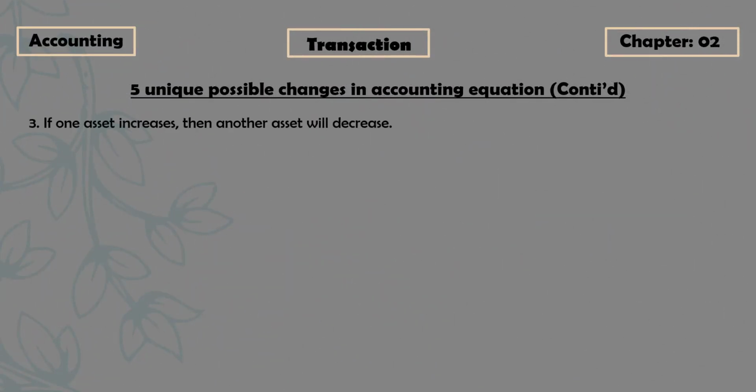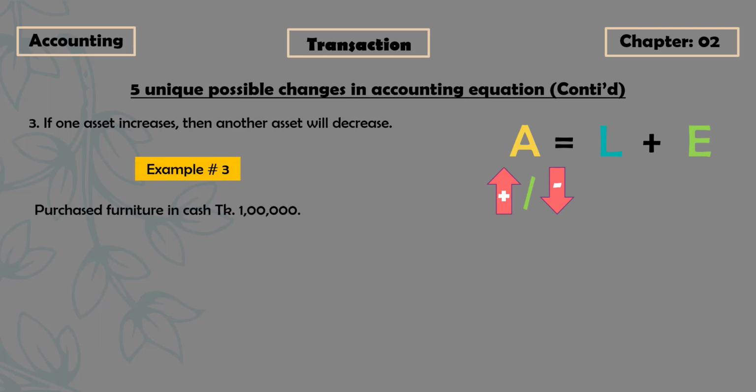Number 3, if one asset increases, then another asset will decrease. If there is more than one asset, and if one asset increases, then the other asset will decrease. Let's see, A increases and thus A decreases. It will be clear when we see an example.